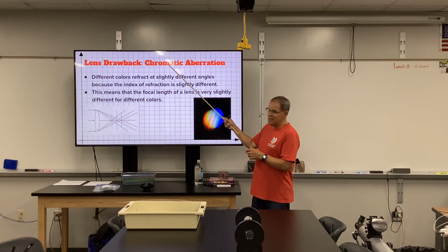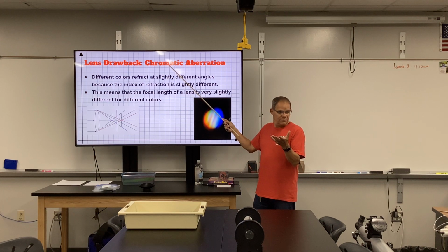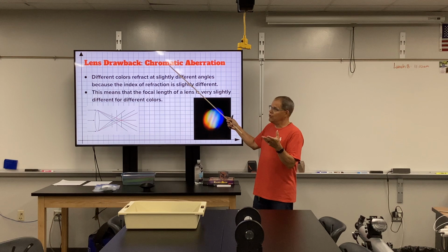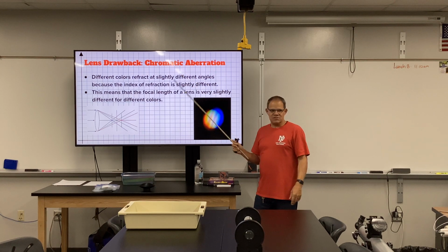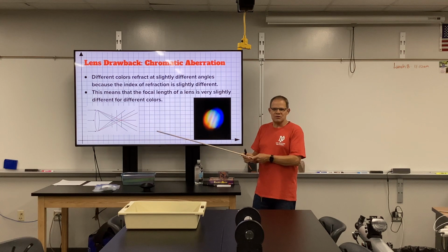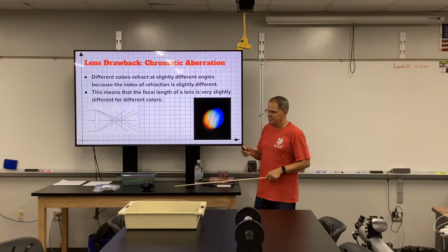So chromo means of color, right? Like chromochrome, where else would we use chromo? Chromodynamics? No, let's see. Chromo means color. I can't think of any other examples. And aberration means screwed up, right? So it's when colors are screwed up because of refraction.